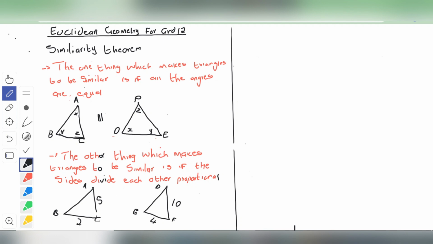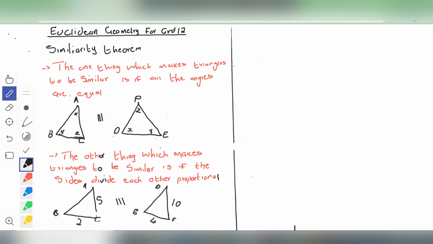So these sides divide each other proportionally. You see, if we multiply by 2 here, we get 4, and if we multiply by 2 here, we get 10. So now we are going to do the proofs. If these sides divide each other proportionally, you're allowed to say those triangles are similar. That's it. So now we're going to do the proofs.